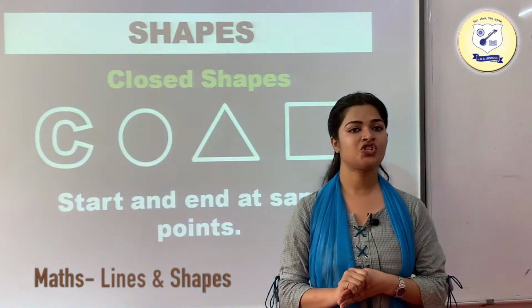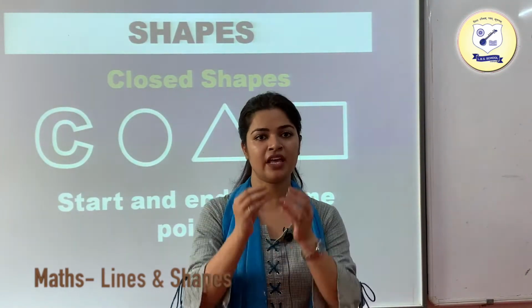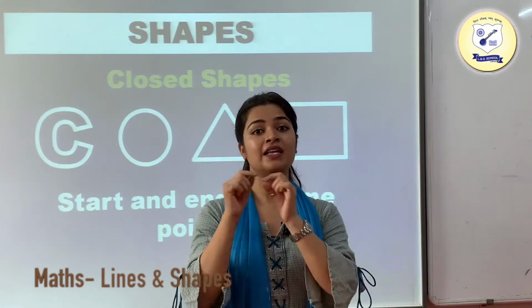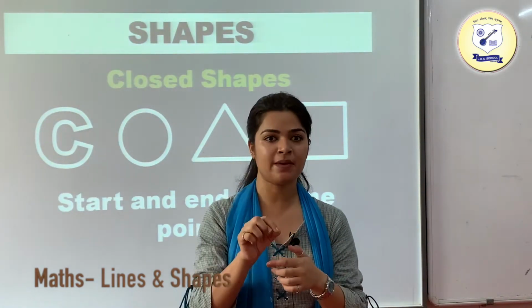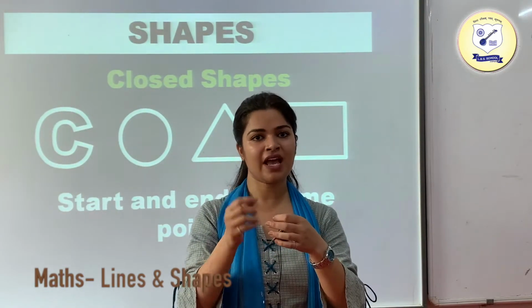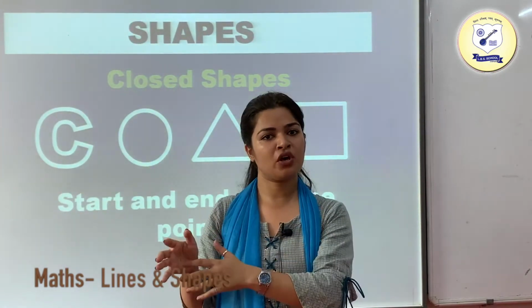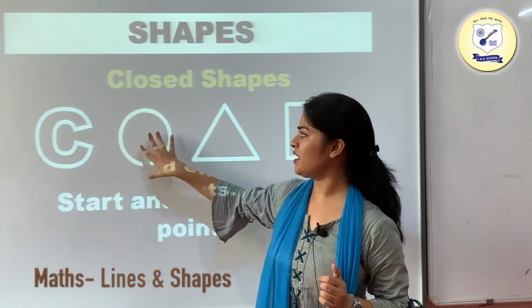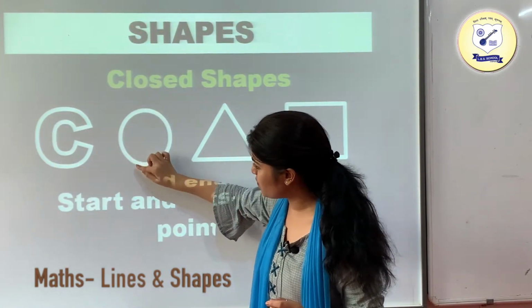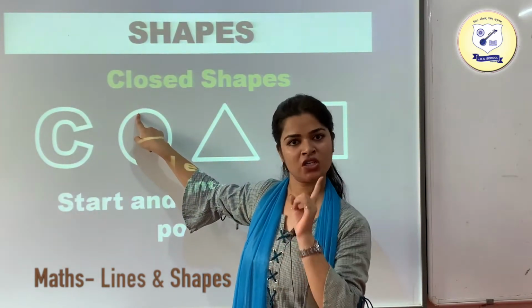Now, what are closed shapes? Whenever you are talking about the initial point and the final point, if the initial point or beginning point of a shape and the end point of that shape are the same, or we can say that if I have started drawing something and I just went back to that same point, then that is a closed shape. Like you can see in this O, I have started it from here and just went back to the same point, so that is a closed shape.